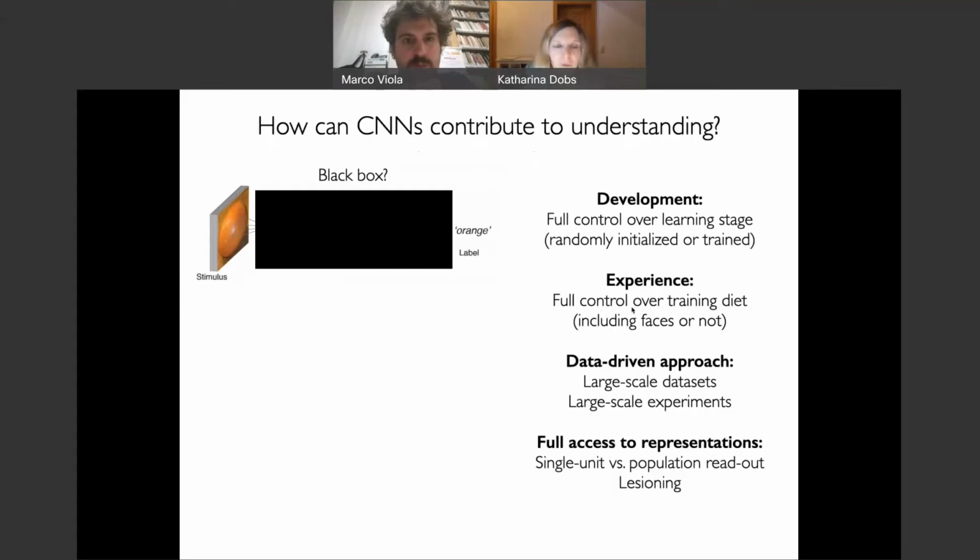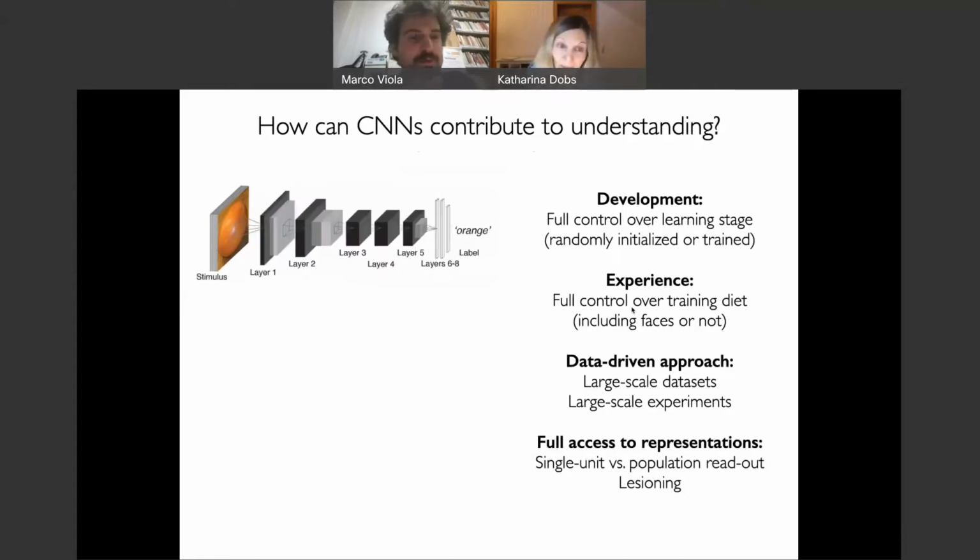And then another good thing is that we have full access to the representations. So we can read out at any level in that system, from a single unit level to a population readout level. We can extract the activations at any of those stages, and we can even lesion the model. So we can lesion certain parts, certain units of the model, or even an entire layer to find out what their involvement in the task is. Are they causally involved in the task? And that's a big limitation that we have in cognitive neuroscience, where we just can't lesion certain parts to find out what it's doing, right?